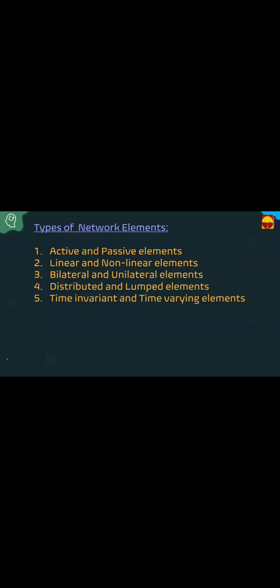So friends, this is one topic. Up to now, I explained how to calculate the energy in RLC elements, resistor, inductor, and capacitive elements. Now, next we discuss the different types of network elements: what exactly are active and passive elements, linear and non-linear elements, bilateral and unilateral elements, distributed and lumped elements, and time invariant and time varying elements.